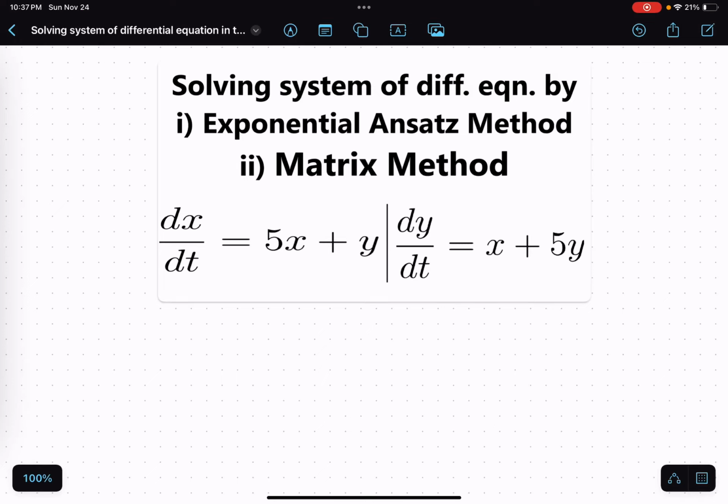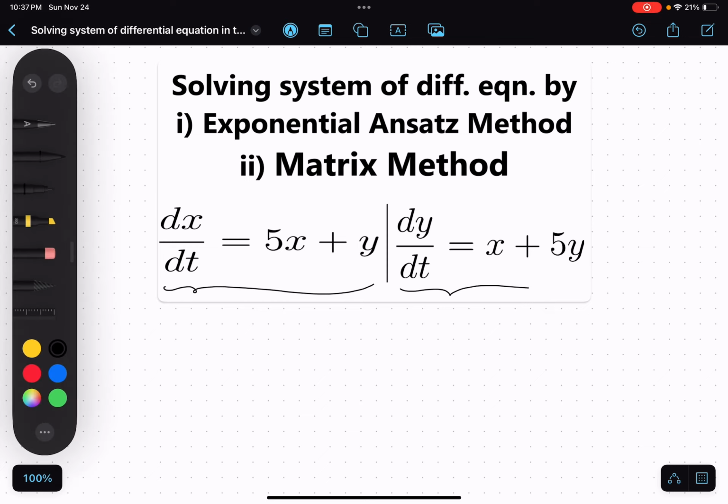Solving a system of differential equations by the exponential ansatz method and the matrix method. So we have these two differential equations: dx/dt = x + y and dy/dt = x + 5y, and we need to solve them, right?